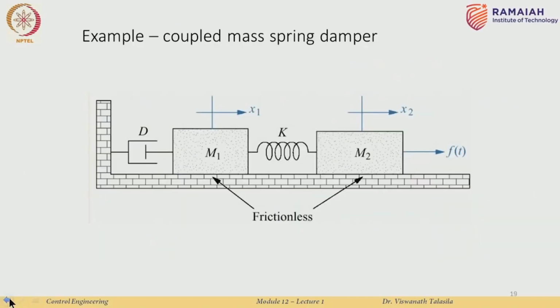Okay. Let us look at one more problem, which is on a coupled mass spring damper. So, we have two masses and they are coupled by a spring with spring constant K. Mass 2 is pulled in this direction by a force F, and mass 1 is connected to the wall with a damper D, all right. And mass 1 has a displacement x1, mass 2 has a displacement x2, and we are just going to assume that there is no friction between the masses and the ground over here, all right. So, there is no friction between these two, but you can easily incorporate that, that is not a problem.